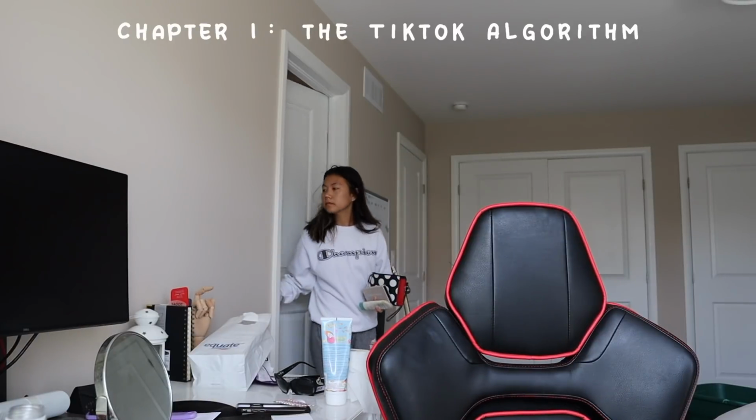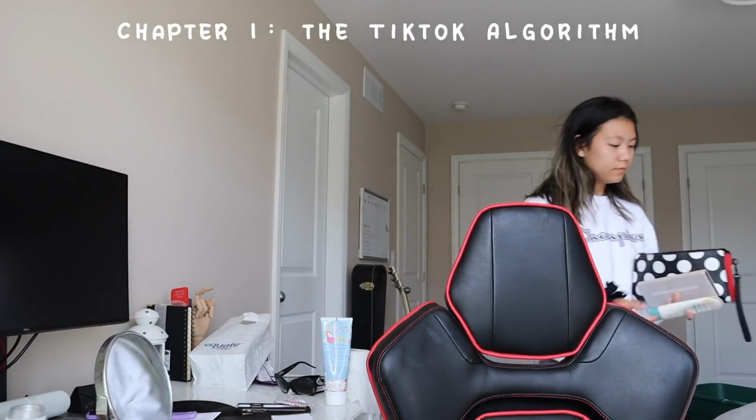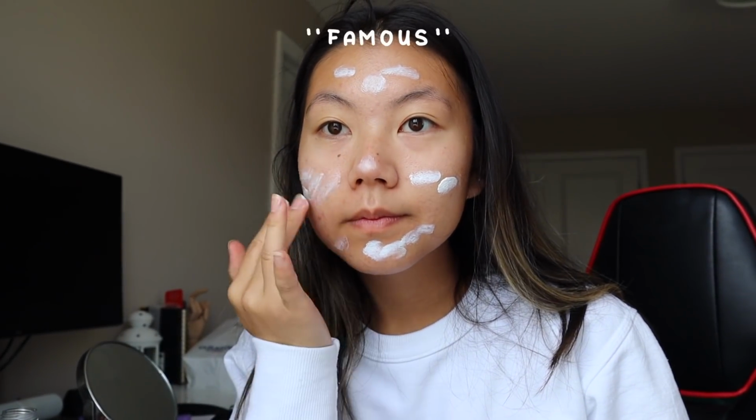The TikTok algorithm. TikTok is particularly known for its ease to become viral, with some people gaining tens of millions of followers in less than a year. In fact, you don't even need to have any followers to have a video go viral, which is what draws people to the app in the first place. Becoming famous is arguably way more difficult and time-consuming on other social media platforms like YouTube and Instagram.